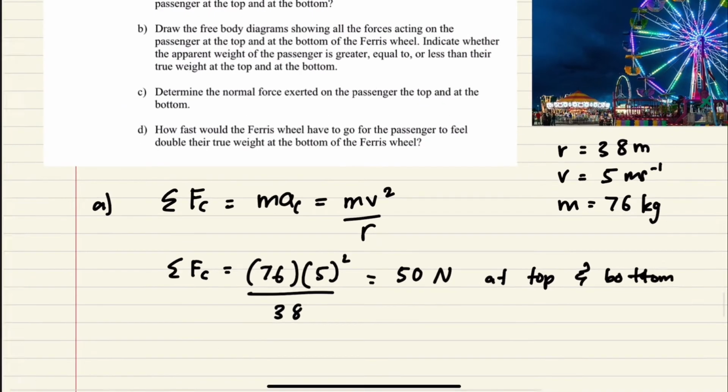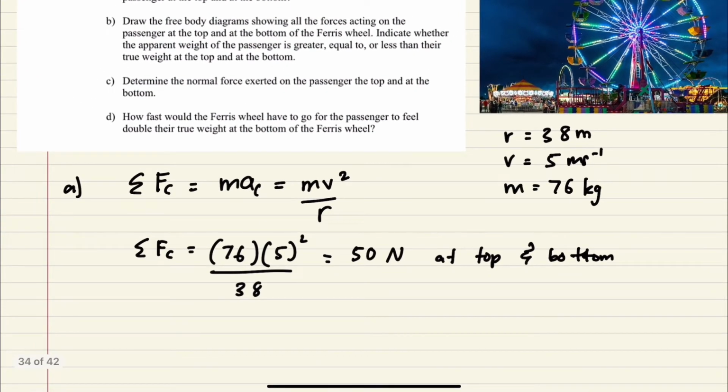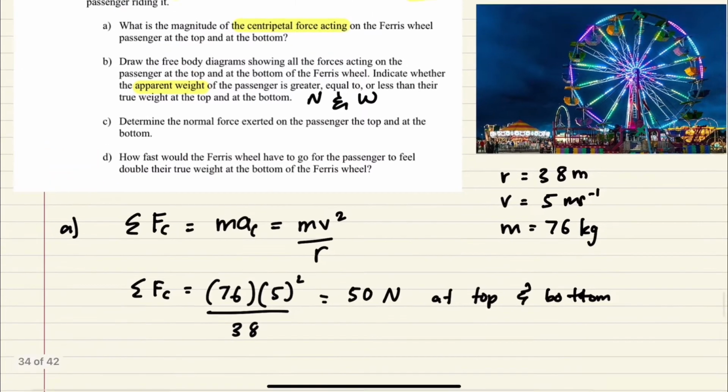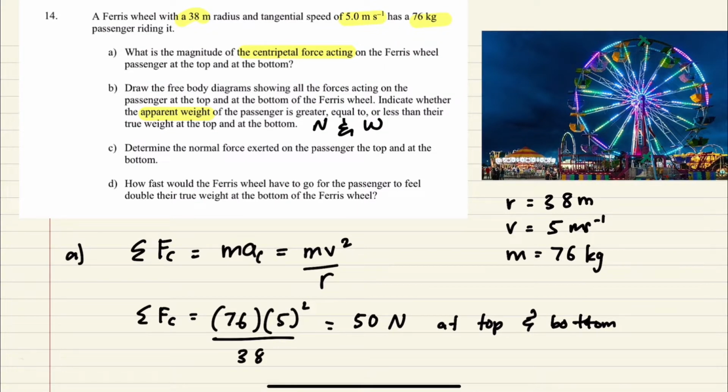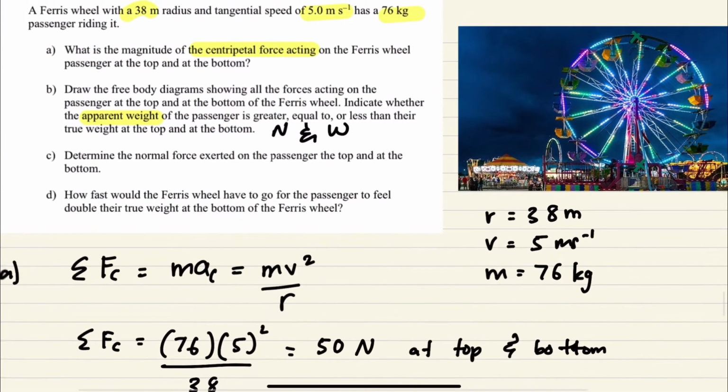Okay, and then question B, draw the free body diagram showing all the forces acting on the passenger at the top and at the bottom of the Ferris wheel. Indicate whether the apparent weight of the passenger is greater than, equal to, or less than their true weight at the top and at the bottom. So basically, apparent weight is actually your N. So basically, you want to determine whether N is bigger, less, or equal to the weight. So you can show the values for N at the top and N at the bottom, and then you can compare with the values of the weight. But they just want you to indicate. But first, draw the free body diagram.